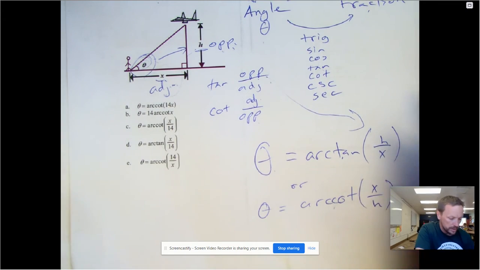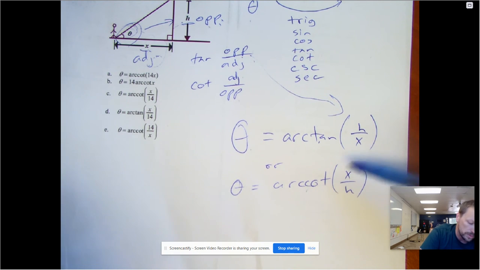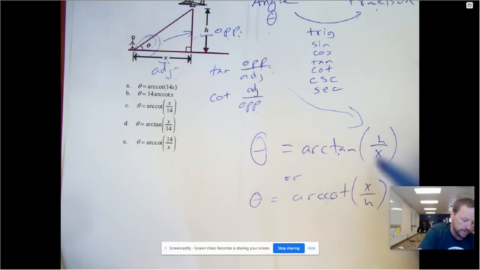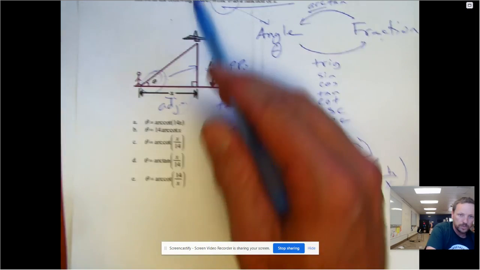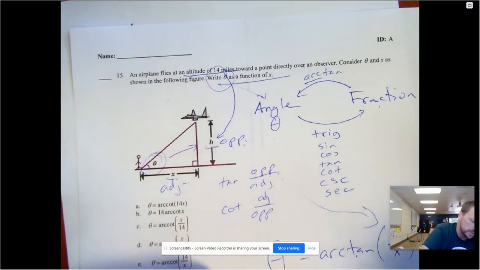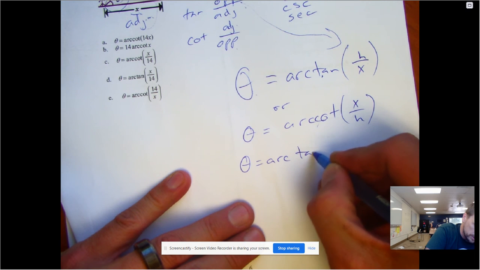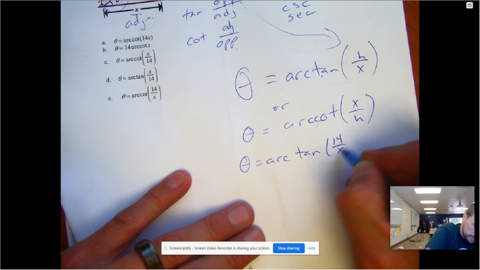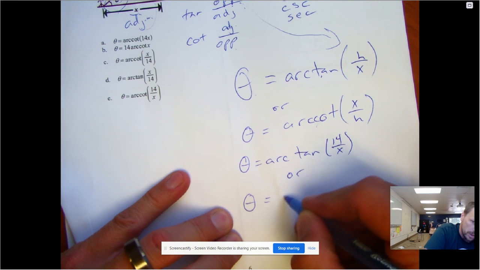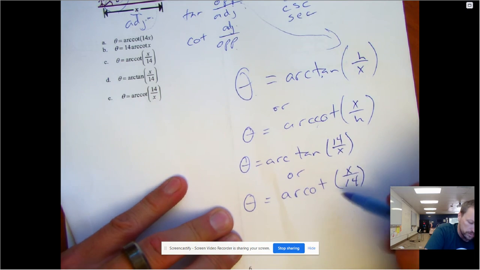Now, typically when you go about these problems, it's going to make it a lot easier for us in calculus to leave the x in the numerator. But it doesn't matter. In this case, we're also told up here that we're flying at an altitude of 14 miles, which means that h is 14. So we can really update this. We get theta equals arc tangent of 14 over x, or we have theta equals arc cotangent of x over 14. So either one of these would work.